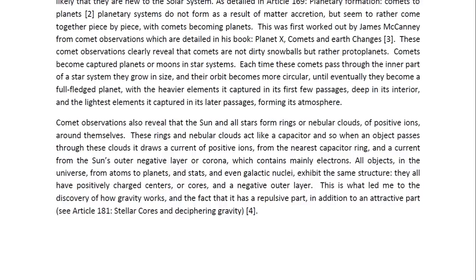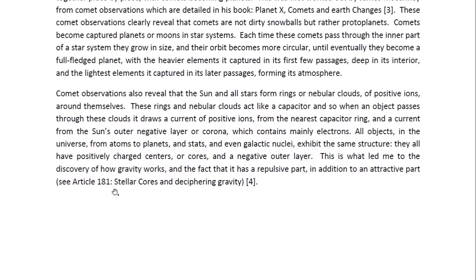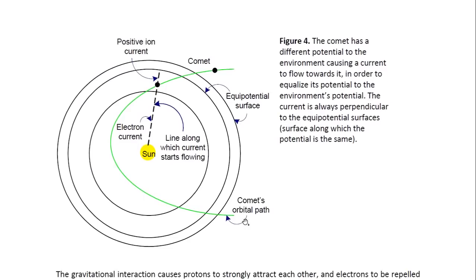All objects in the universe, from atoms to planets and stars and even galactic nuclei, exhibit the same structure. They all have positively charged centers or cores and a negative outer layer. This is what led me to the discovery of how gravity works, and the fact that it has a repulsive part in addition to an attractive part. And you may look at Article 181 entitled Stellar Cores and Deciphering Gravity for more details on that.